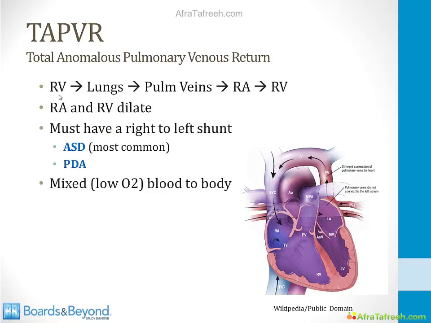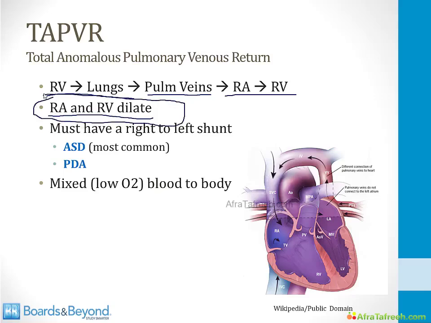So the path that blood is going to take in this condition is from the right ventricle to the lungs, then to the pulmonary veins, and then back to the right side of the heart, to the right atrium and the right ventricle. This is going to lead to dilation of the right atrium and the right ventricle, and when we image the heart, we often can't see all the venous structures and the path that the blood takes. So one of the things that makes you suspicious of pulmonary venous return is when you see enlarged structures on the right side of the heart, like the right atrium and the right ventricle.